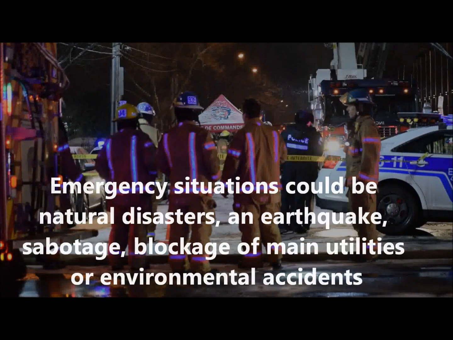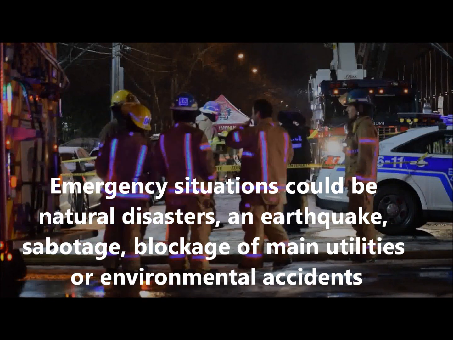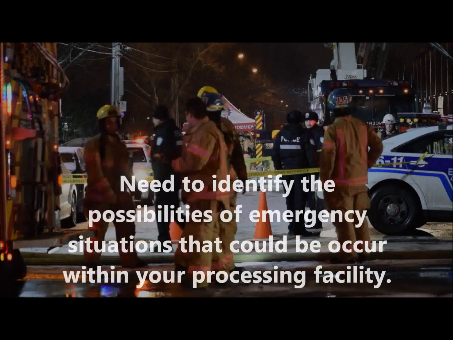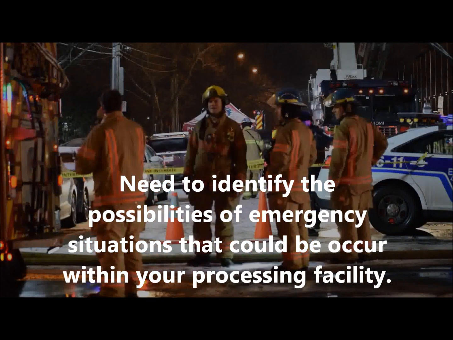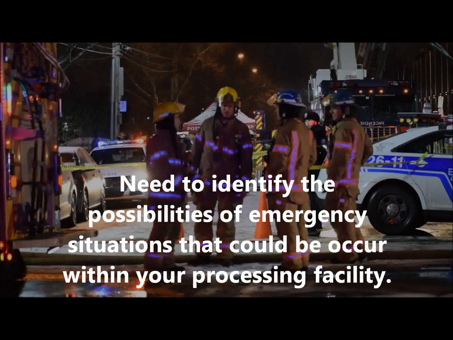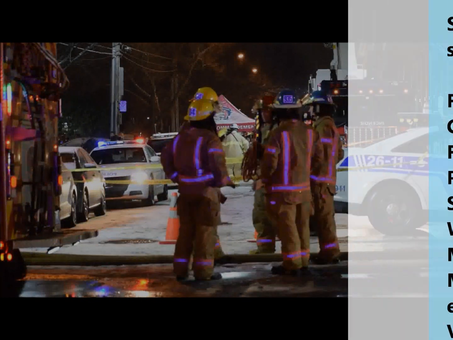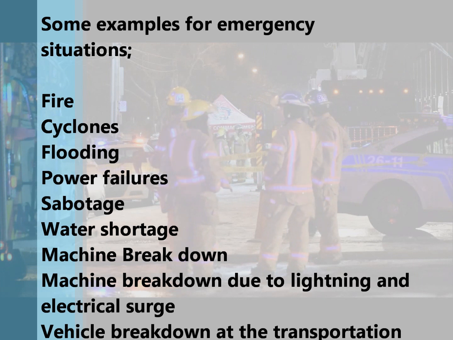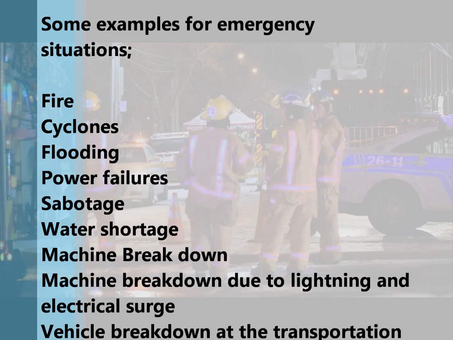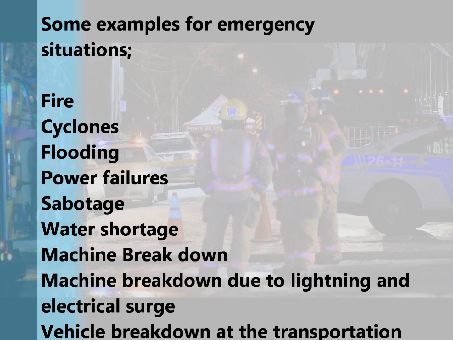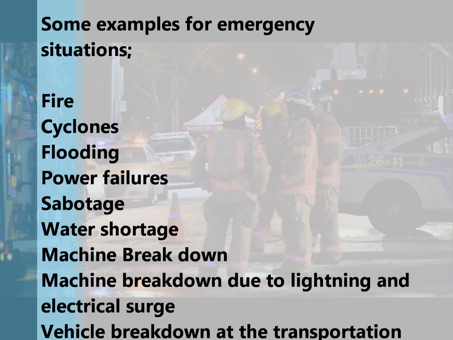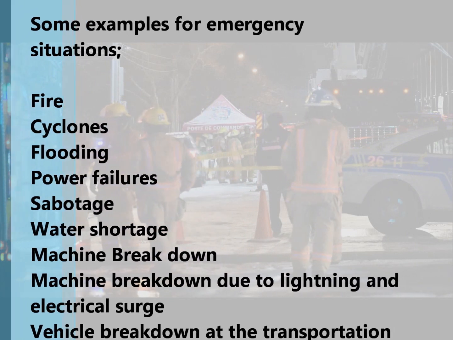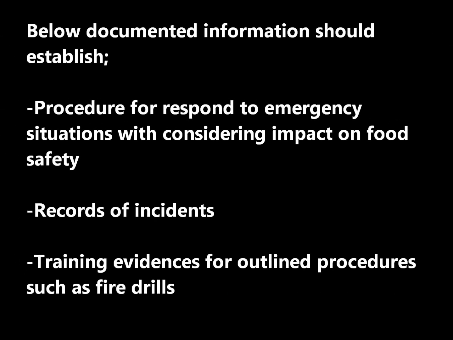Emergency situations could be natural disasters, an earthquake, sabotage, blockage of main utilities or environmental accidents. First, you need to identify the possible emergency situations that could occur within your processing facility. These situations may vary from one facility to another. Below are some examples of emergency situations, but not limited to these: fire, cyclones, flooding, power failures, sabotage, water shortage, machine breakdown due to lightning and electrical surge, vehicle breakdown during transportation, and any other potential emergency situation or accident.